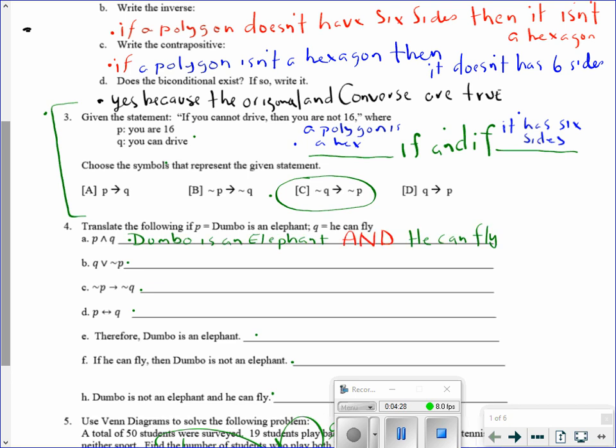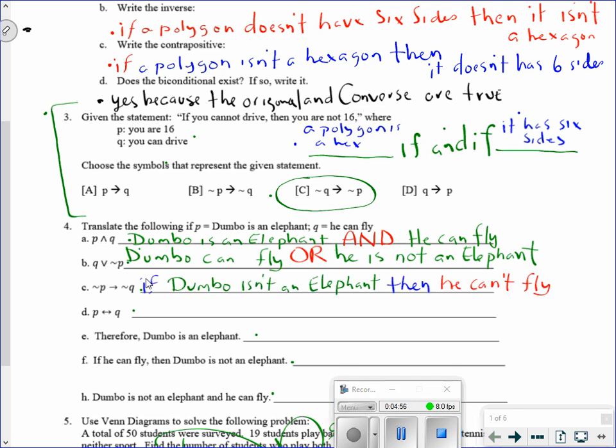All right, so you should have written Dumbo is an elephant and he can fly. Let's do the next one. All right, you should have written Dumbo can't fly or he is not an elephant. Whoops. Let me get rid of that can't. It should just simply say can. There we go. Dumbo can fly or he is not an elephant. All right, next up, put me on pause, come back and check your work.